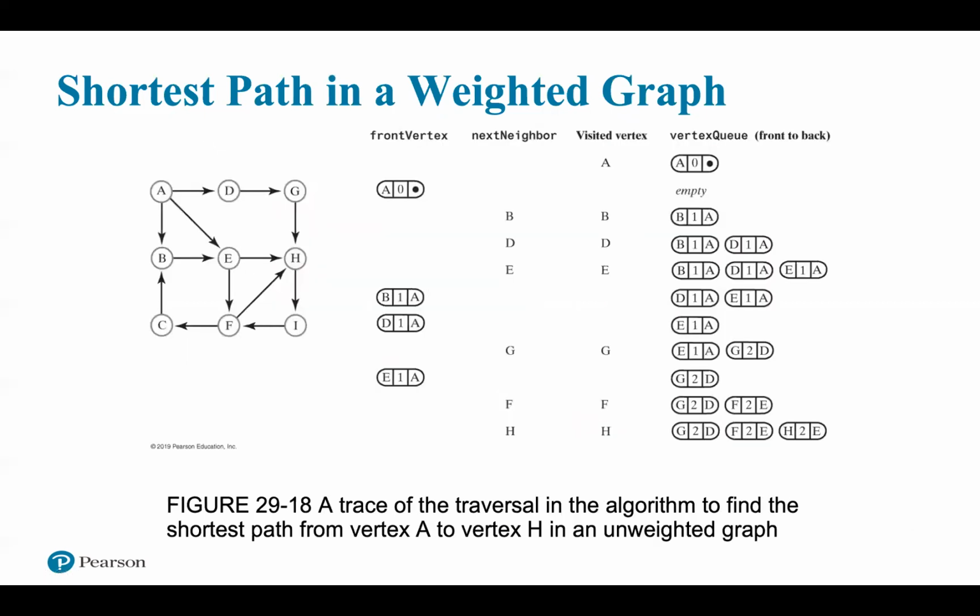So let's talk about tracing the algorithm. Figure 29.18 traces the steps that the algorithm takes to produce the path information shown in figure 29.17 for the unweighted graph in figure 29.15A. After adding the origin vertex A to the queue, we visit the origin's three neighbors, B, D, and E, and then queue them.